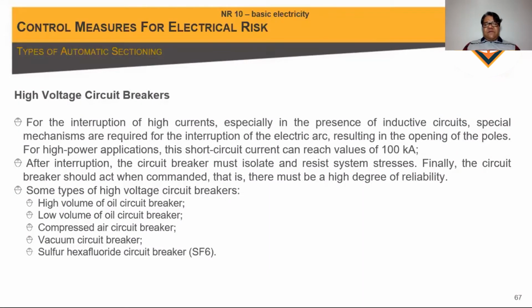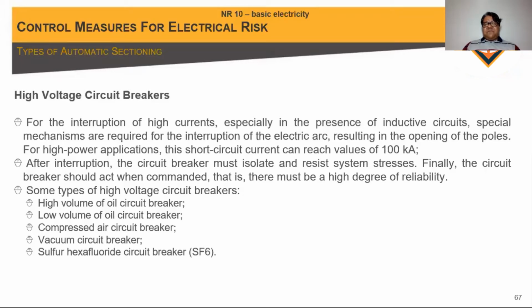High voltage circuit breakers. For the interruption of high current, especially in the presence of inductive circuits, special mechanisms are required for the interruption of the electric arc resulting from the opening of the poles. For high power applications, the short circuit current can reach values of 100 kiloamps. After interruption, the circuit breaker must isolate and resist system stresses. And finally, the circuit breaker should act when required, so there must be a high degree of reliability.